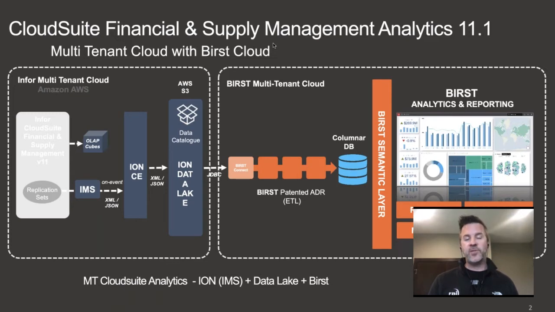Those replication sets create JSON BODs that are then sent over to ION. ION is really the transport layer. So it receives those messages and then sends them to the data lake where they're stored. Once that data is in the data lake, that's how Birst connects to it. Birst uses a JDBC driver to connect to the data lake, and then when their orchestration executes, that's what actually pulls the data into Birst. So at a high level, those are the steps that are involved.